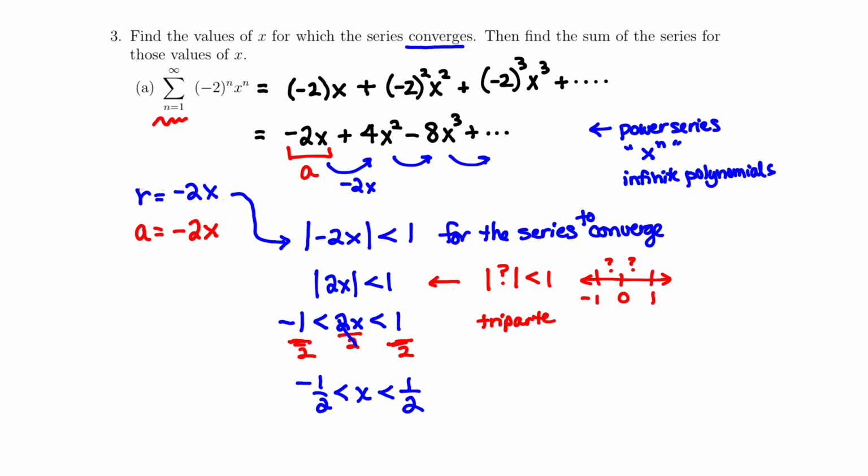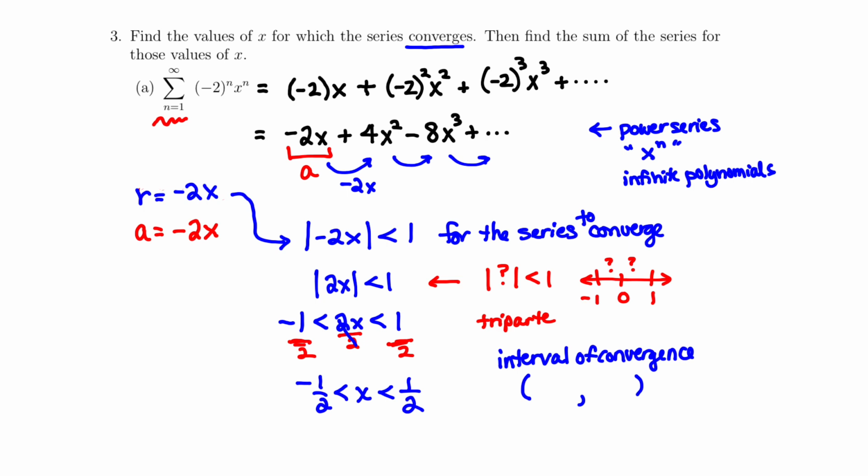All right. So what does that mean? In order for the series to converge, x has to fall in between negative 1/2 and positive 1/2. So we would say that the interval of convergence, this is terminology, the interval of convergence is, and we use our interval notation.